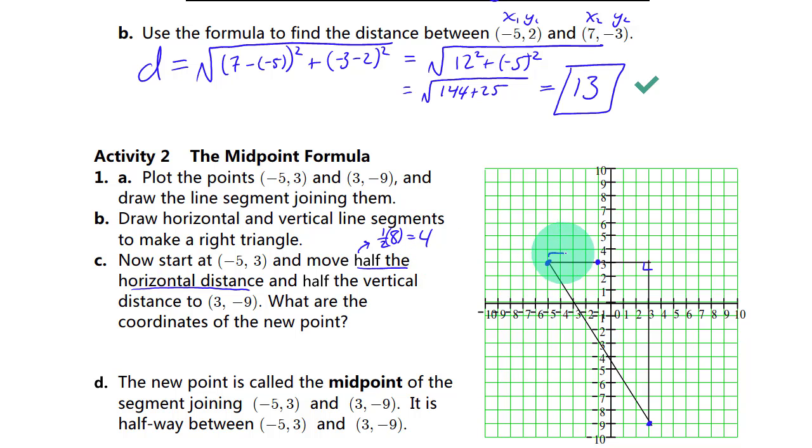If we start from -5 and you go up 4, that leaves you at -1. And then half the vertical distance, well, the vertical distance was 12. So half the vertical distance here is half of 12, which is 6. So we're going to go from this point down 6 towards this other point. We're going to go 1, 2, 3, 4, 5, 6. And you notice that puts you back on the diagonal line here.